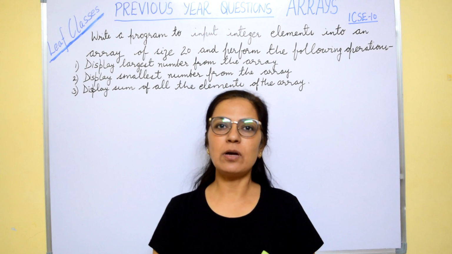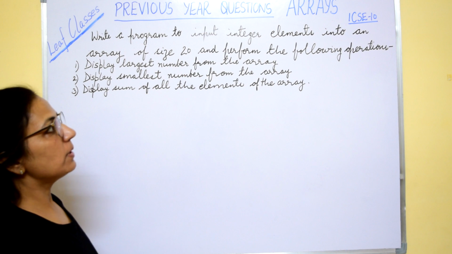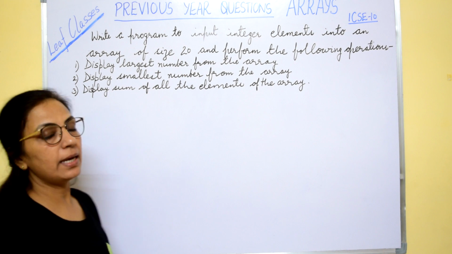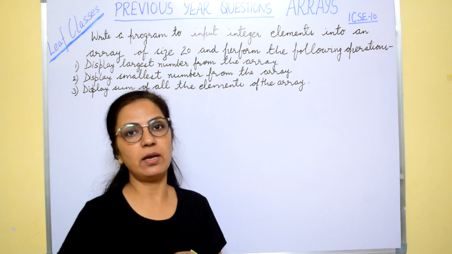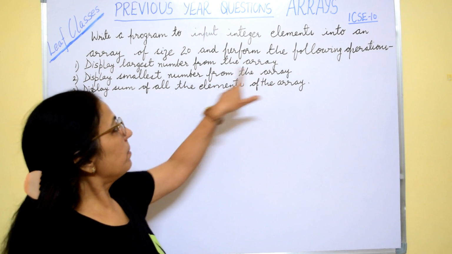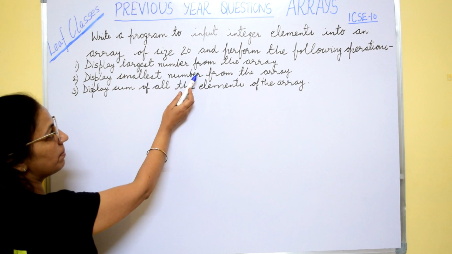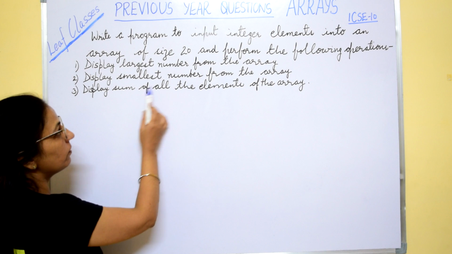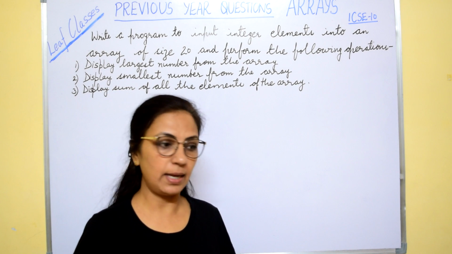The question from 2017 of arrays is, write a program to input integer elements into an array of size 20. So children, please read the question carefully, which type of array it is, what is the size, and perform the following operations. Here you have to display the largest number, the smallest number of the array, and display the sum of all the elements of the array.